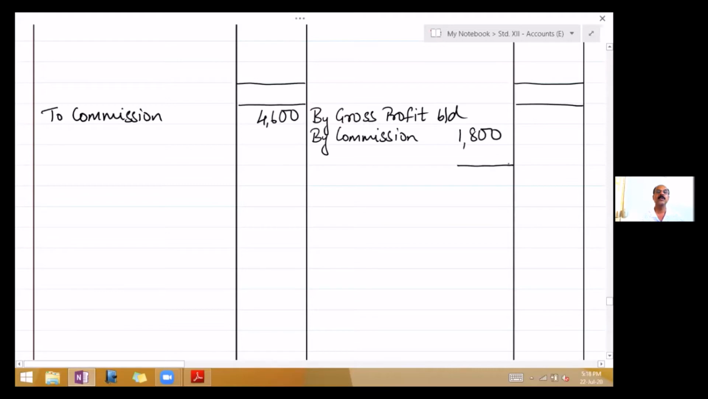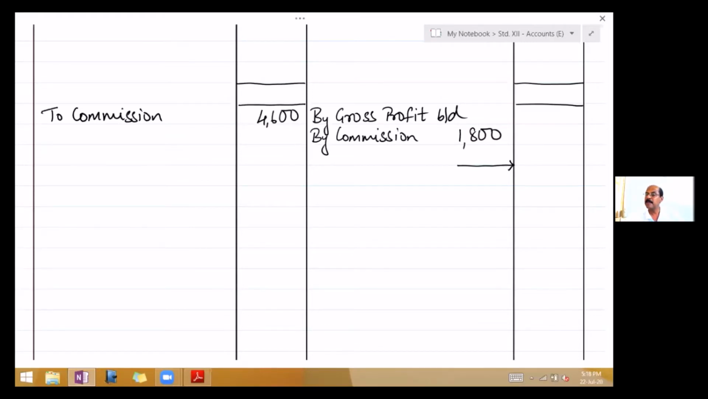So students, please note, commission, discount, interest, rent, if it's given in the debit of the trial balance, debit P&L account. If it is given in the credit of trial balance, write in the credit of P&L account. Debit is paid, credit is received.